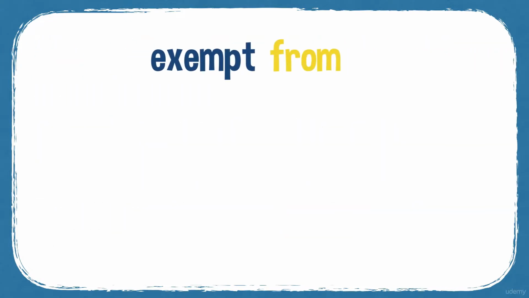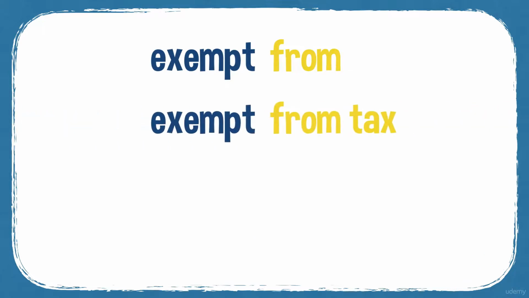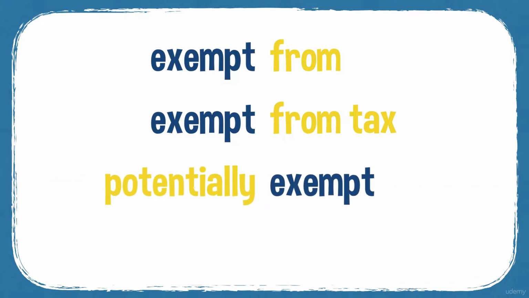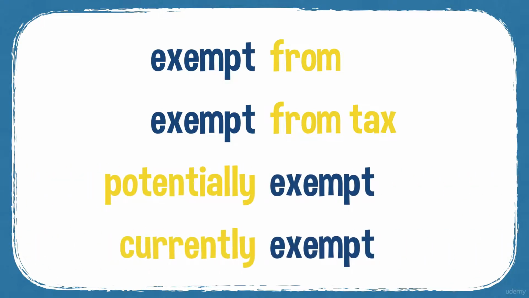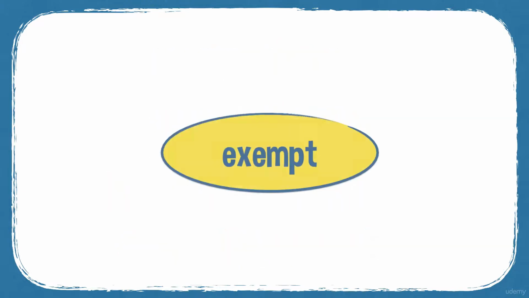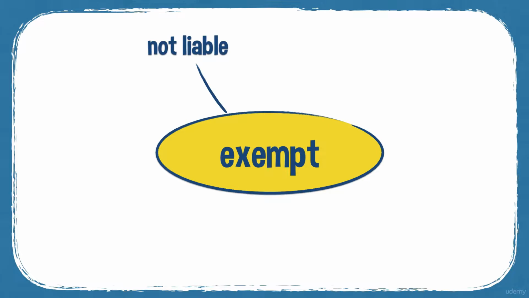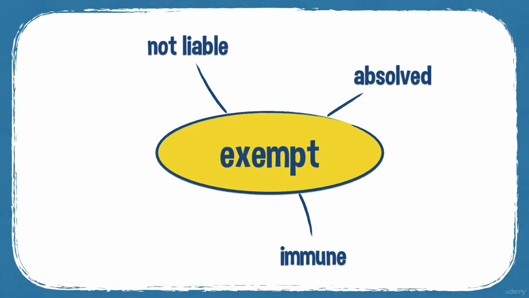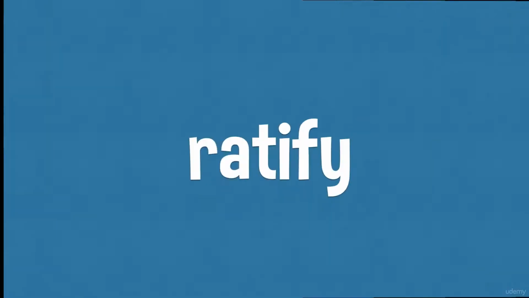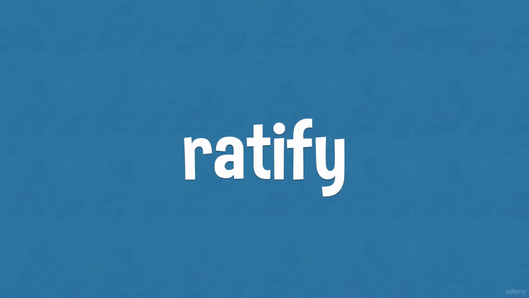So we talk about things are exempt from, such as exempt from tax. Potentially exempt is another common collocation, as is currently exempt. So clothing, children's clothing, is currently exempt from sales tax. And some synonyms: not liable, immune, absolved, excused. And here's your next word: ratify.